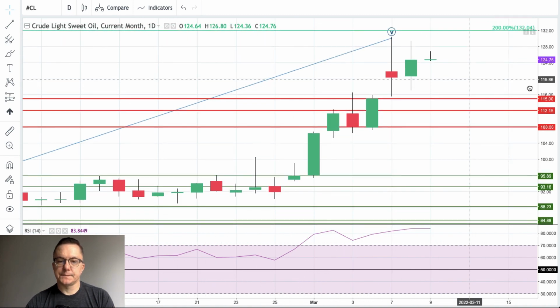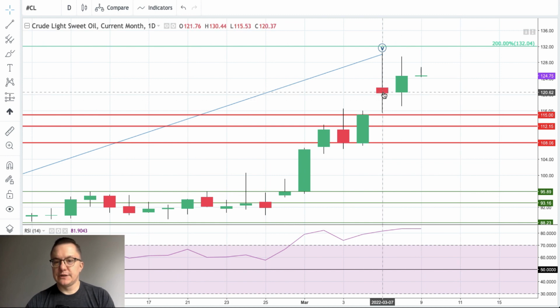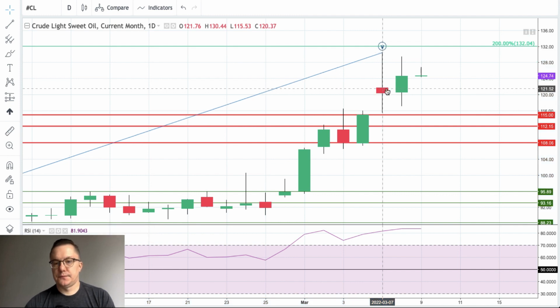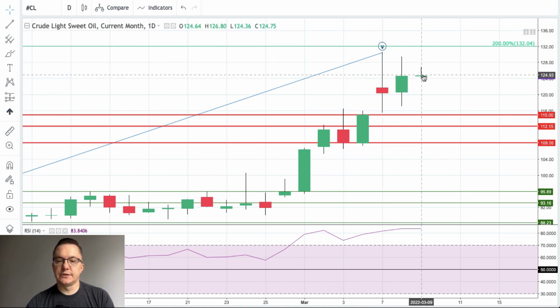We can see an interesting pin bar here. This pin bar looks like a kind of shooting star candle. This one is an inside bar. We will see what is going on here.